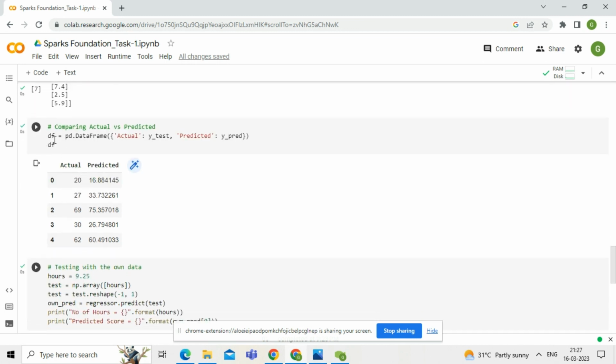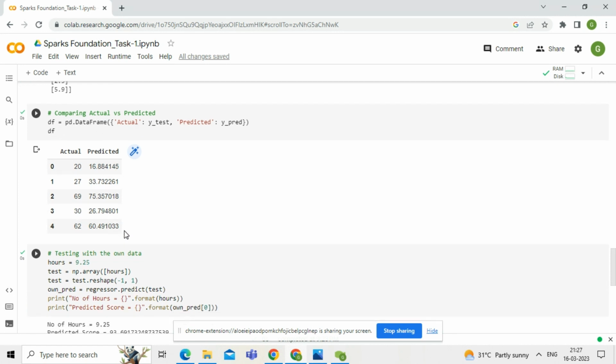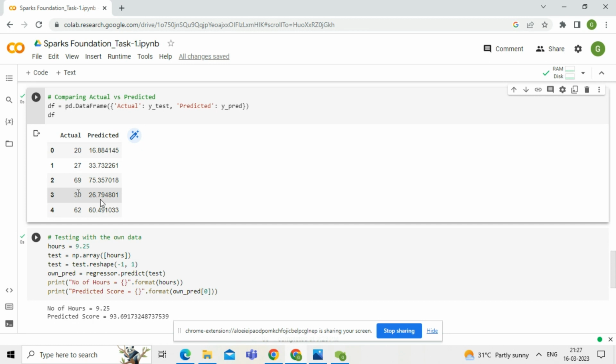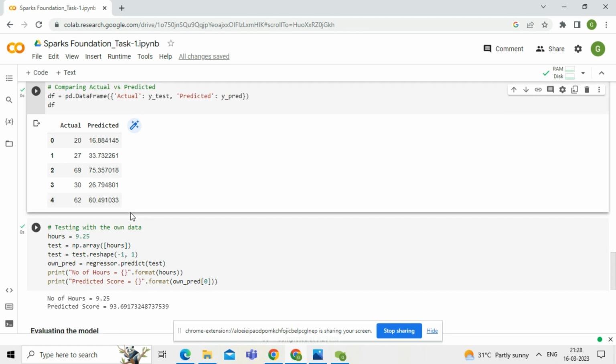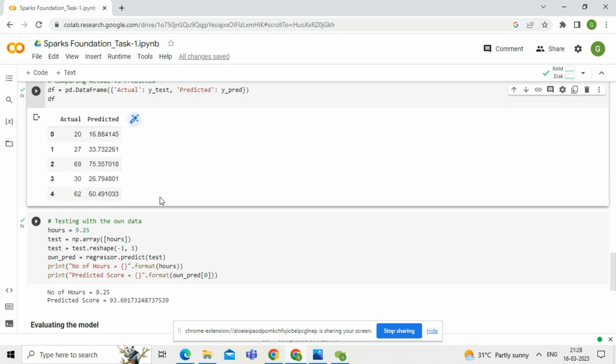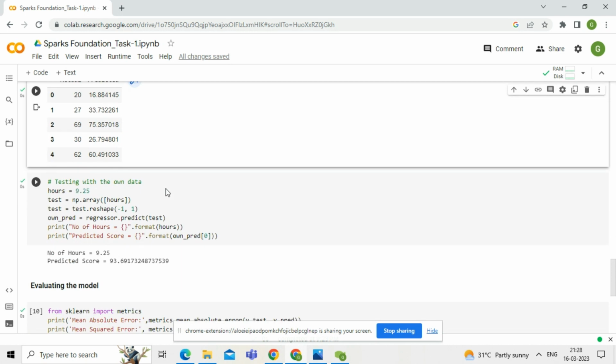Then I have compared the actual and the predicted values of the percentage obtained by the student. Here, if we observe, the actual percentage obtained by the student is 20% and the predicted percentage obtained by the student is 16%. Here 27 and 33, 69 and 75, 30 and 26, 62 and 60. From these observations, we can conclude that the model is trained very well and it is working successfully.